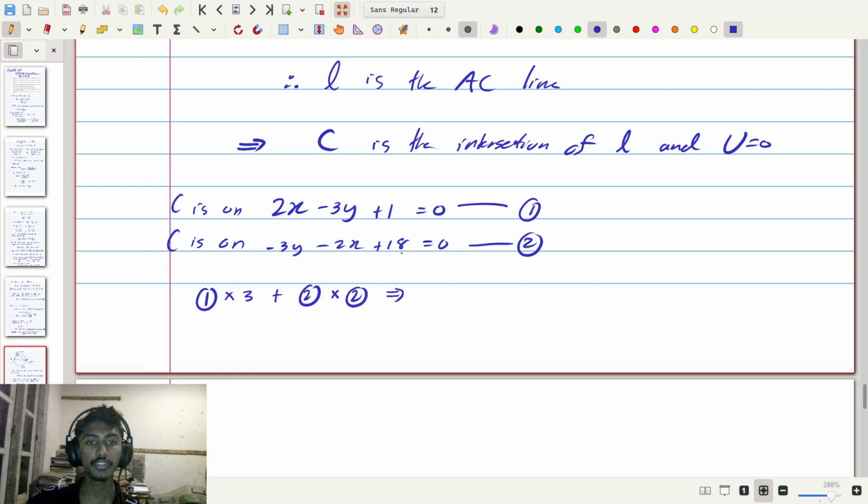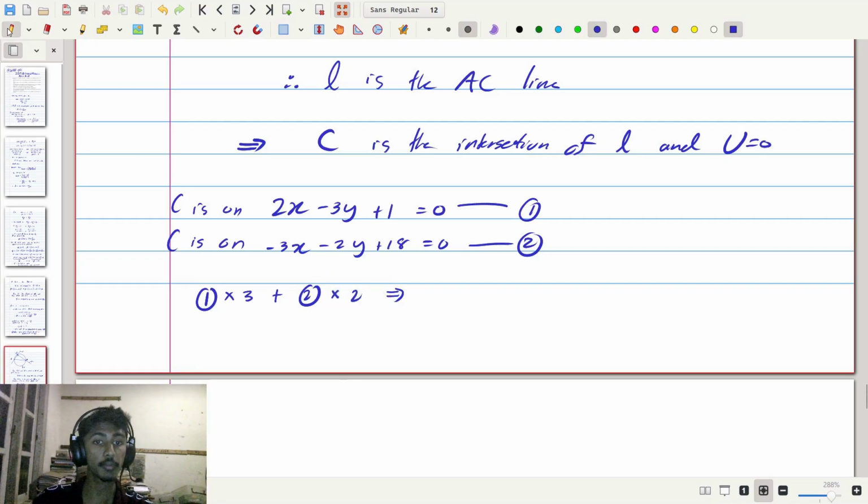And doing so, we can see I made a mistake here. This is 3x and this is 2y. I apologize for that. This is minus 3x and minus 2y plus 18. So anyway, we can multiply it by 3 and multiply the other equation by 2. And doing so, we will get the x terms to cancel.